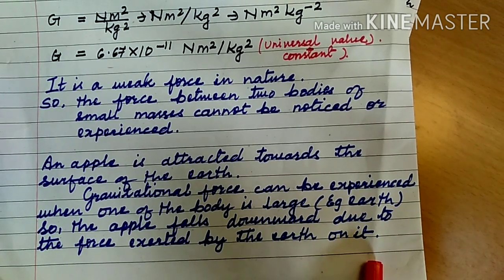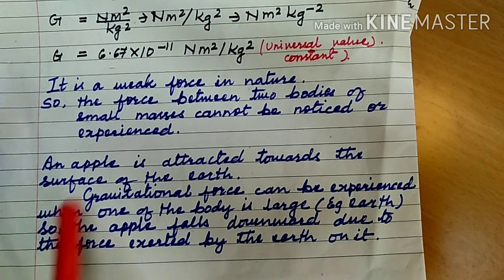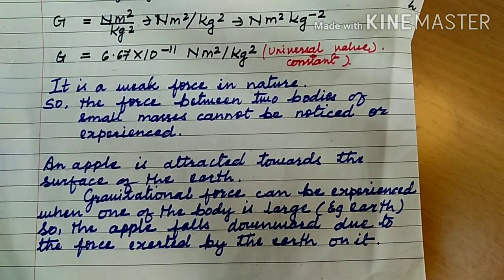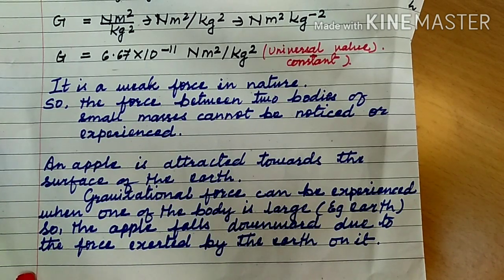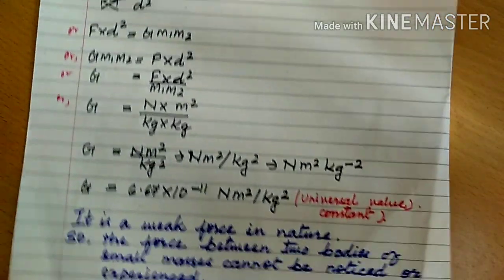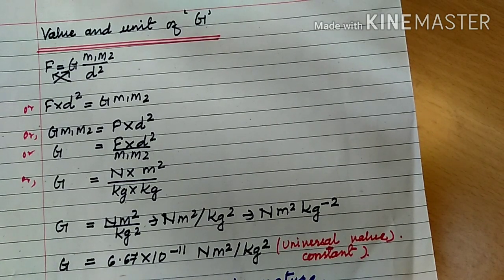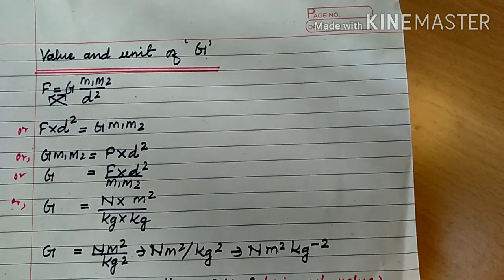In case of small bodies, like the force between a building and a tree, that force also cannot be noticed, because that is a small mass compared to the mass of the earth. So the universal gravitational constant is 6.67 into 10 to the power minus 11 Newton meter square per kg square. This force between two bodies of 1 kg mass cannot be experienced or noticed. Gravitational force between small bodies with small masses cannot be noticed or experienced, but the force is present there.